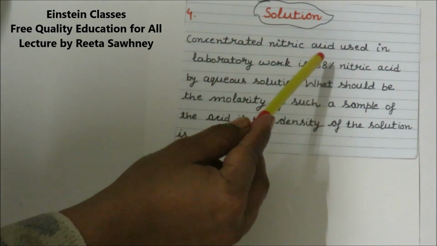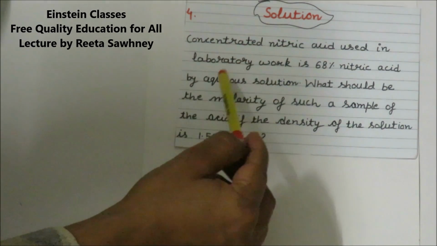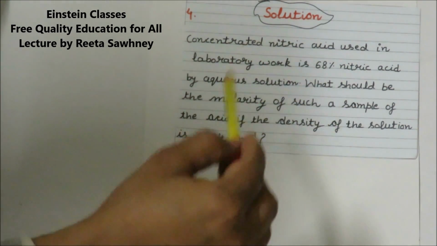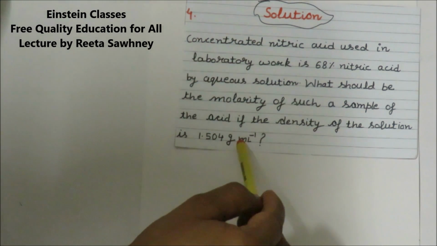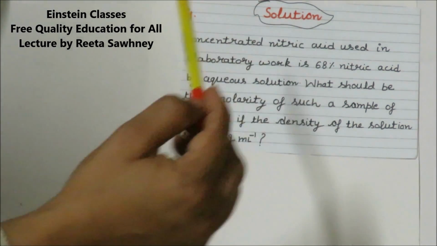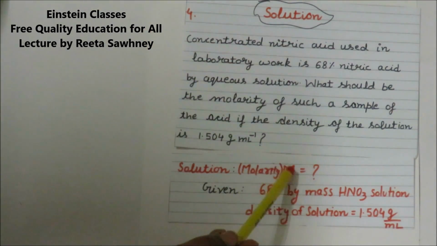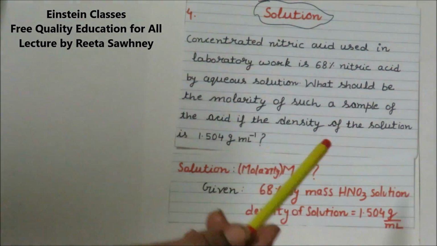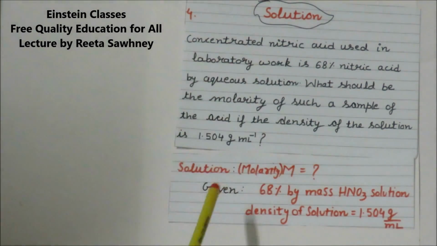I am repeating the question. We are given a 68% nitric acid aqueous solution and we need to find out the molarity of such a sample when the density of the solution is 1.504 gram per ml. The given is 68% by mass nitric acid solution, and we need to find out the molarity.